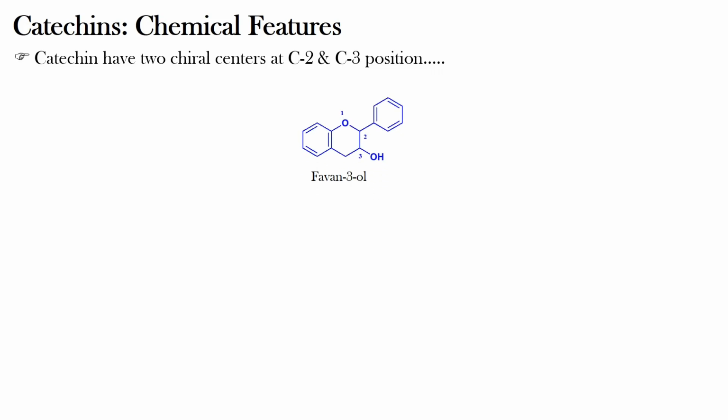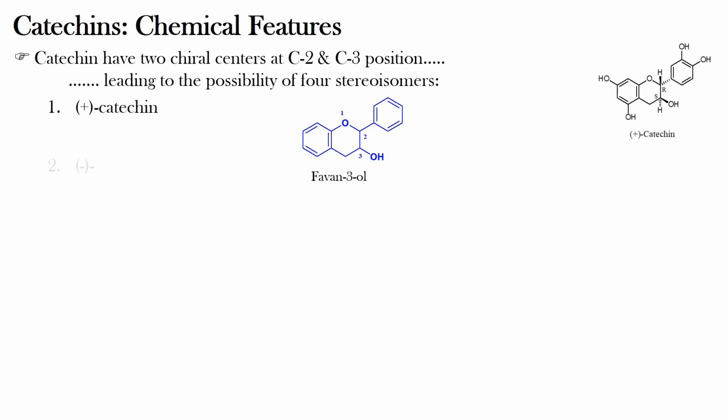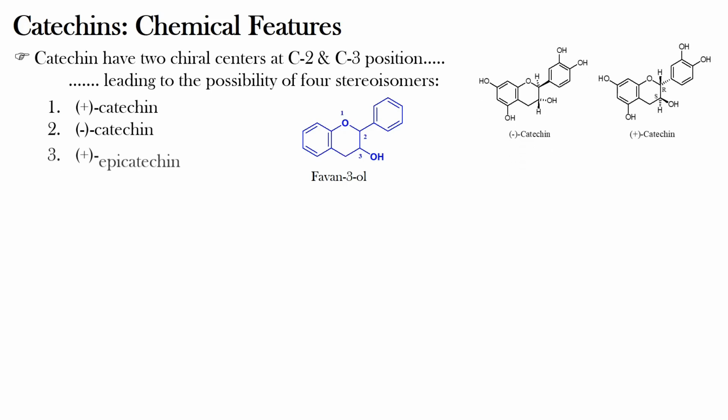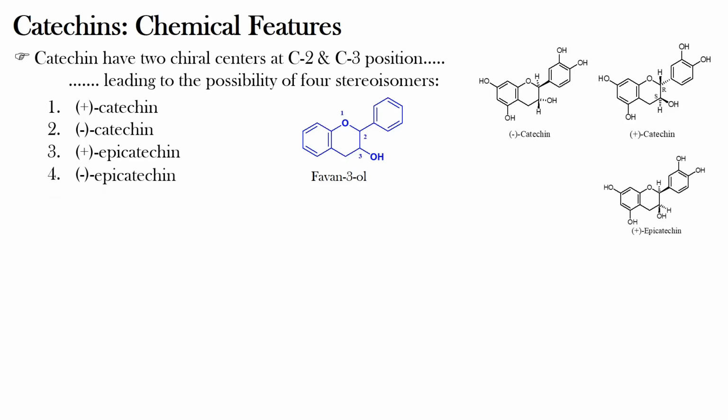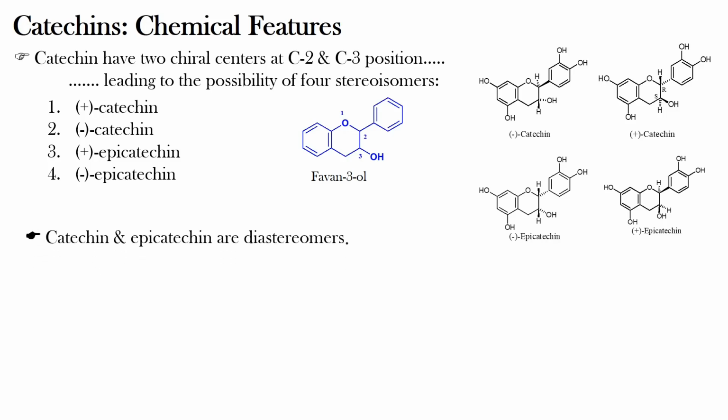Chemical feature of catechins. Catechins have two chiral centers at carbon 2 and carbon 3 positions, leading to the possibility of four stereoisomers. The stereoisomers of catechin are dextrocatechin, levocatechin, dextro-epicatechin, and levo-epicatechin. Now, if we talk about catechin and epicatechin, in fact, catechin and epicatechin are diastereomers.